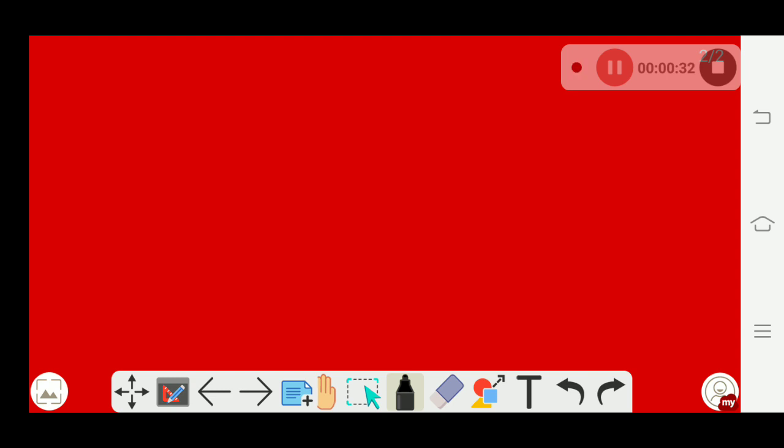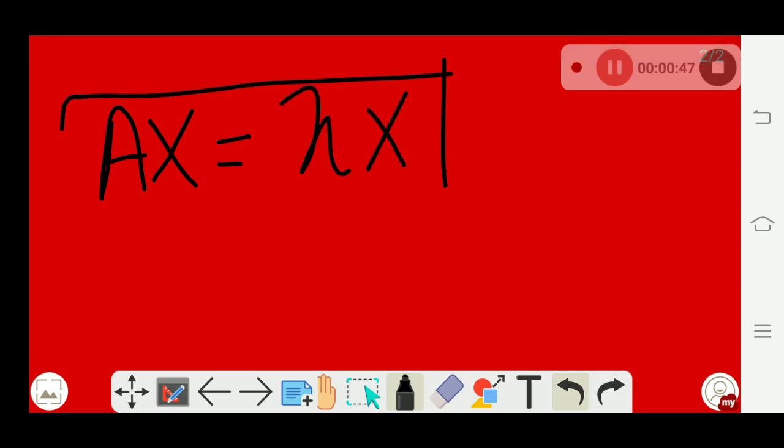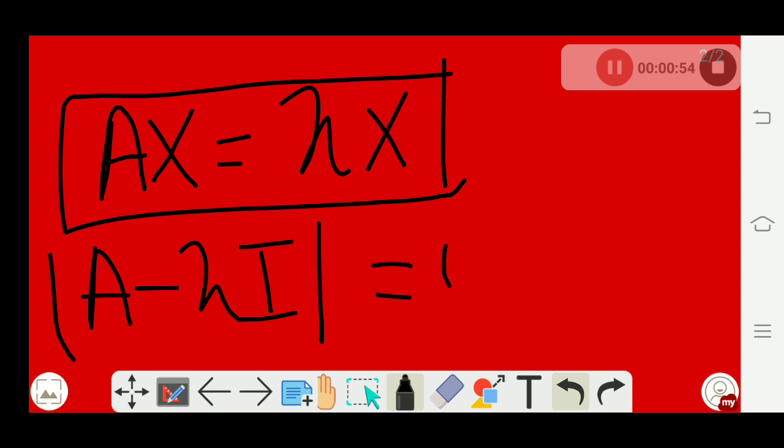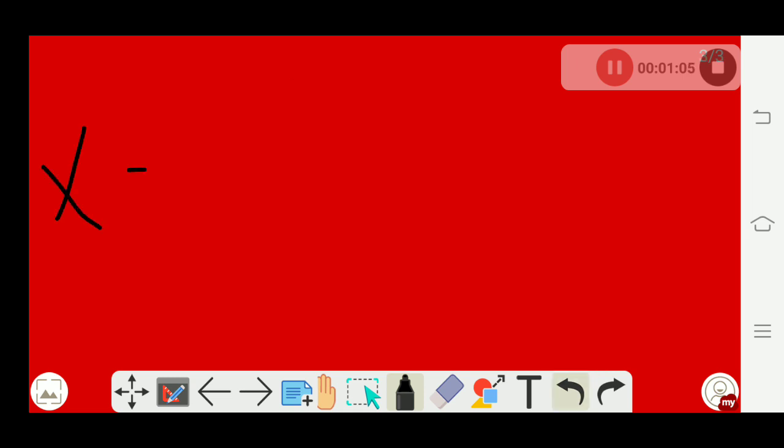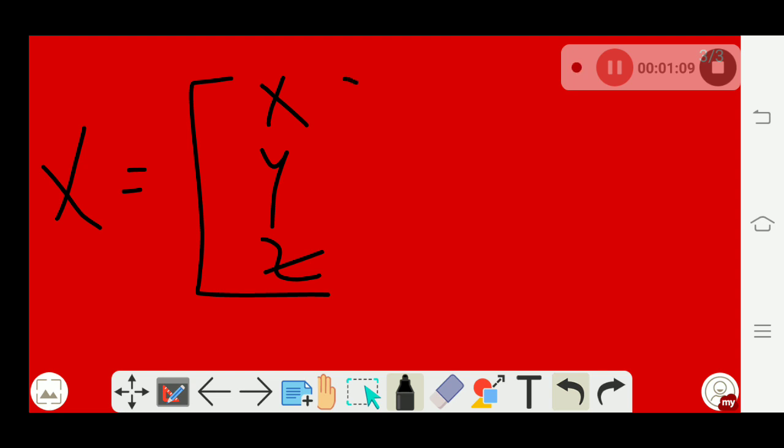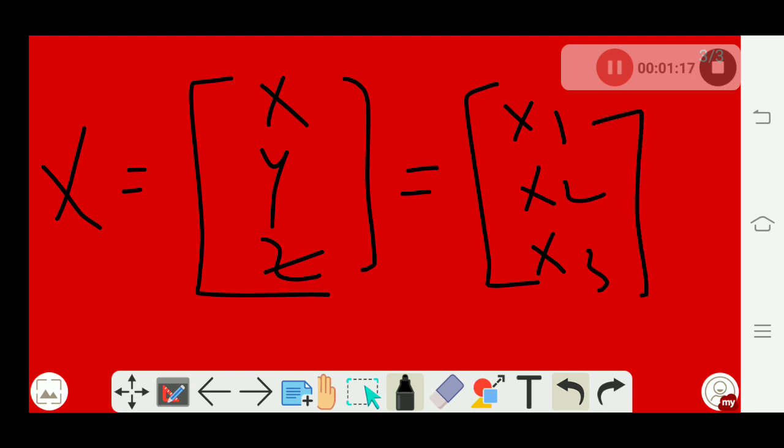So what is an eigenvector? I've told you in the definition class that Ax is equal to lambda x is known as the polynomial equation, actually the characteristic equation, whatever. The value of x is known as the eigenvector, where x represents a column matrix, or it can be written as x1, x2, x3. So this is our basic. So how can we find this x1, x2, x3? This is our objective of this video.